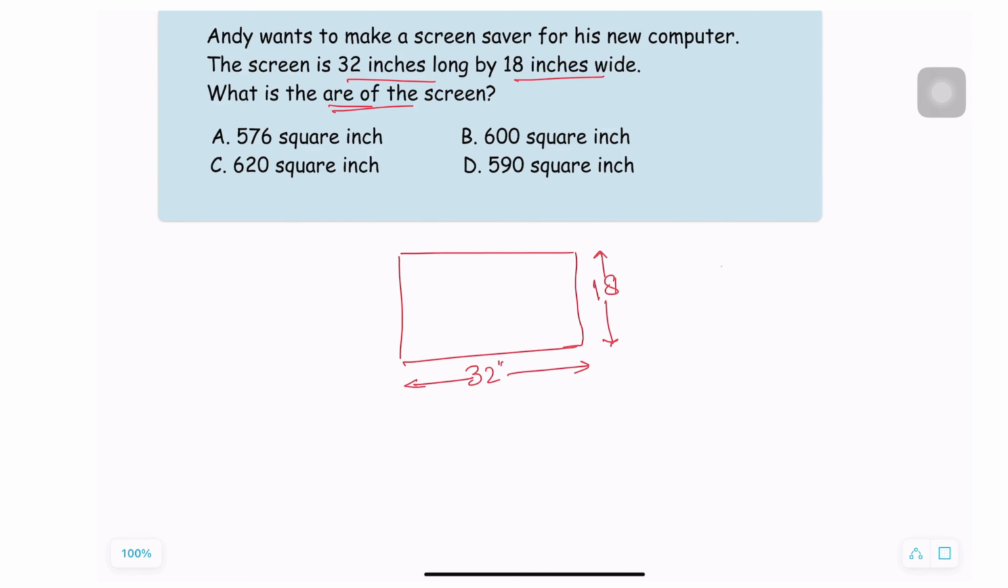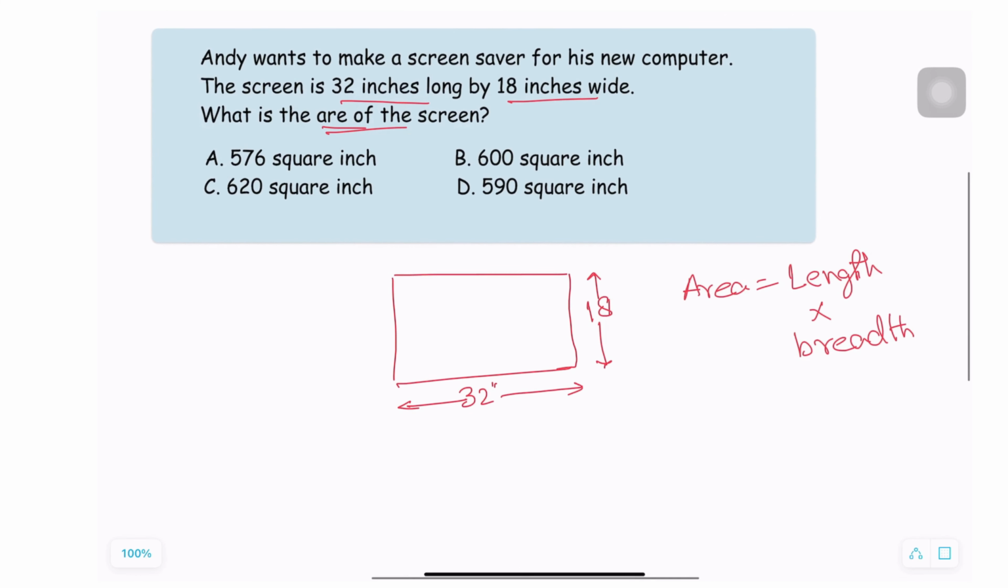So area of a figure, area is length into breadth. For rectangle and square, it is length into breadth. Just remember that, and let's try to do this. So 32 is the length, and breadth is 18 inches. So we will simply multiply.